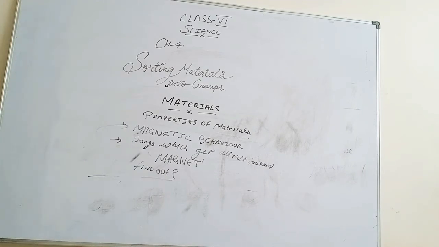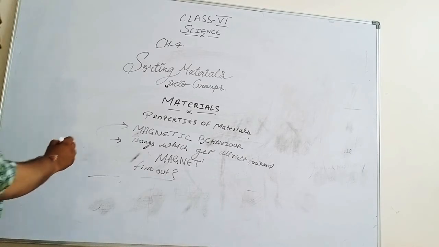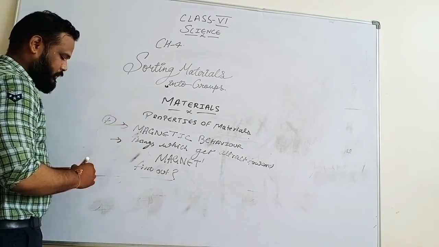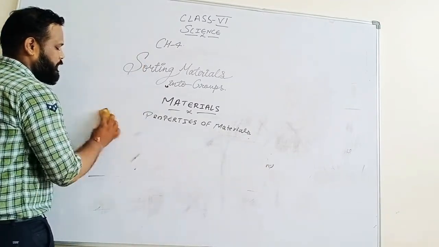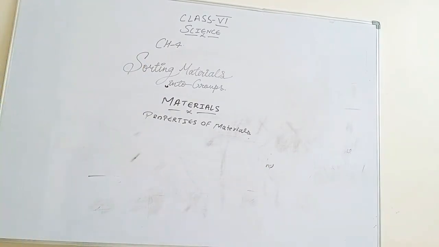Okay, students, after the magnet, it's time to understand that the things are just under your control. You are very intelligent and you know all the things. This is a very easy chapter. Let us move to the next topic.